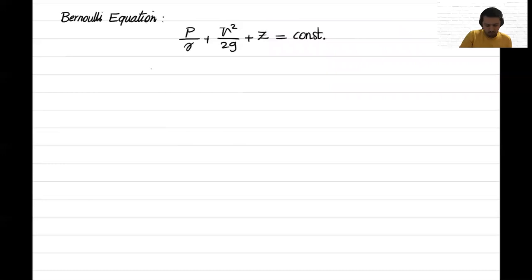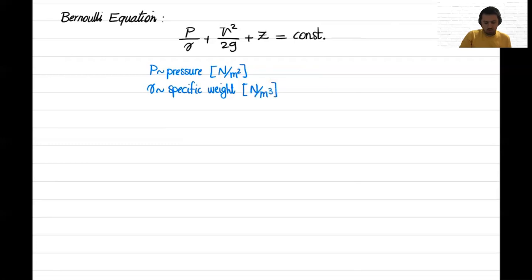So here for the Bernoulli equation, P is the pressure, which has the dimension of Newton over squared meter, and gamma is the specific weight, which has the dimension of Newton over cubic meter. So P over gamma has a dimension of meter. So we can say that this Bernoulli equation is written as the heads.